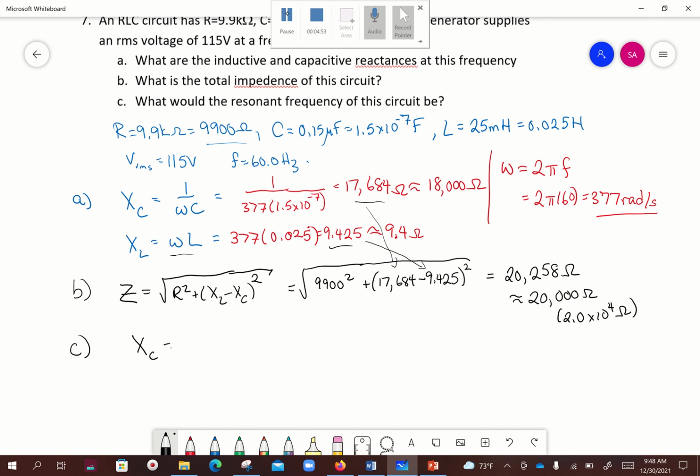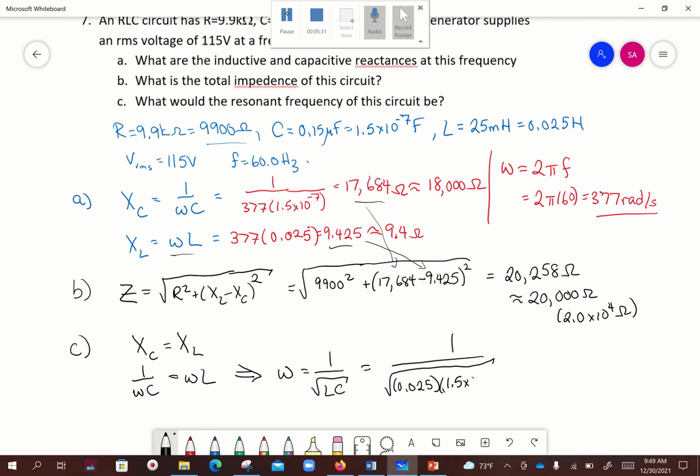So at the point where we have the resonant frequency, XC is equal to XL. And if I put those two equations equal to each other, 1 over omega C is equal to omega L. And I solve for omega, I get omega is equal to 1 over the square root of L times C. And so I just have to plug in my value for the inductance, 0.025, times the capacitance, which was 1.5 times 10 to the minus 7 farads. And I get 16,330 radians per second.